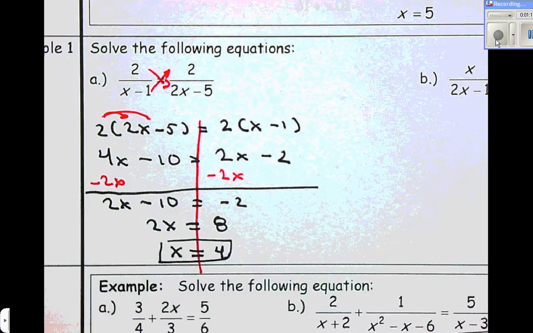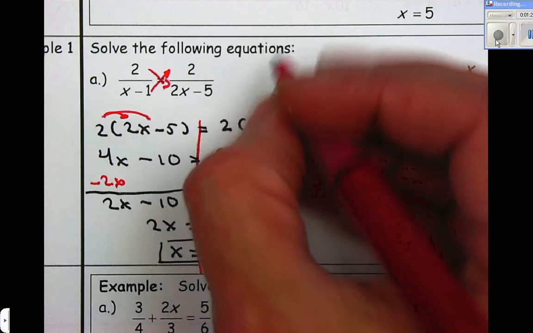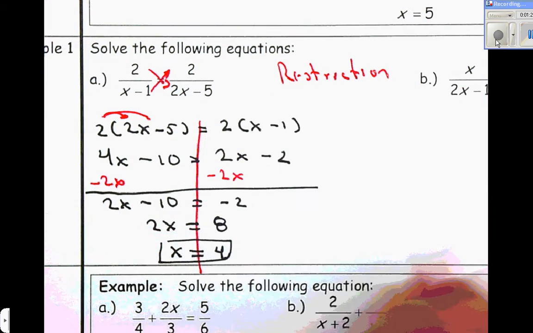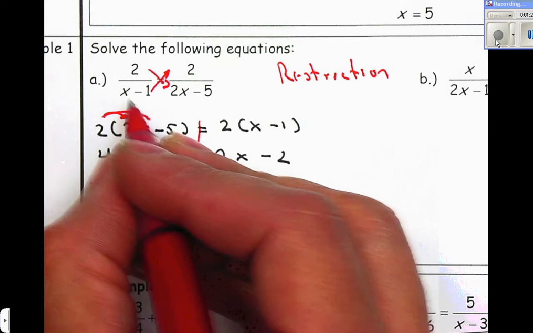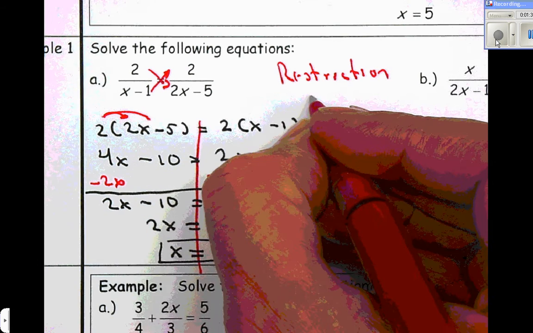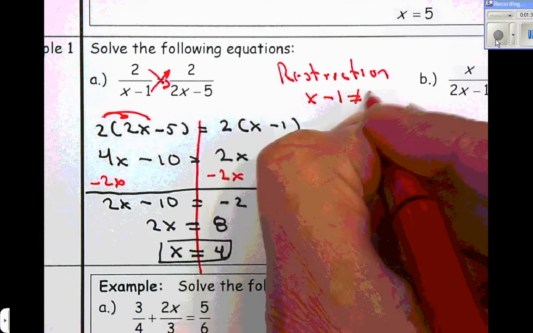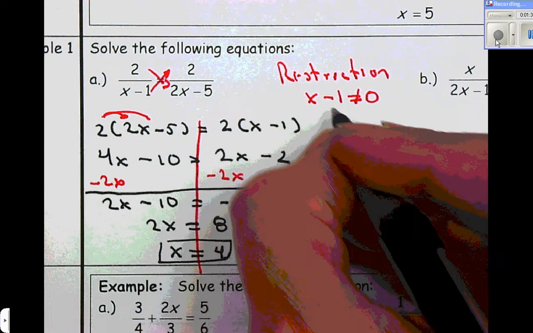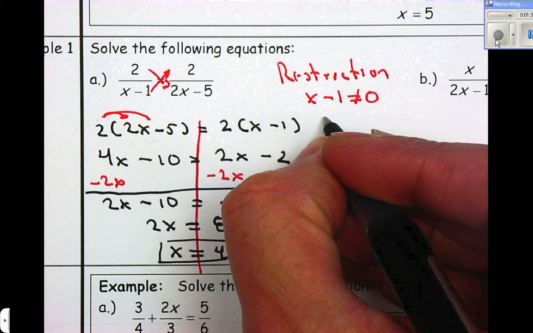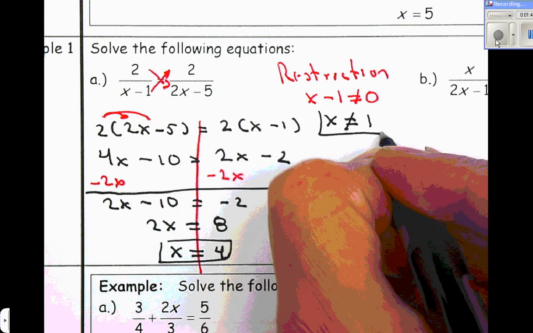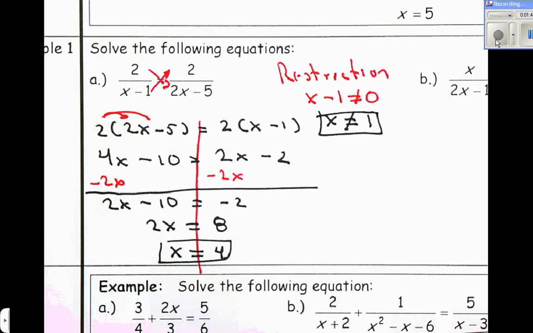Now, we do have something that's called a restriction. We cannot have the denominator be a 0. So we have x minus 1 cannot be equal to 0. That's for the first one. Now let's just solve for x. If we add 1 on both sides, x cannot be equal to 1. In this case, it's not a problem.